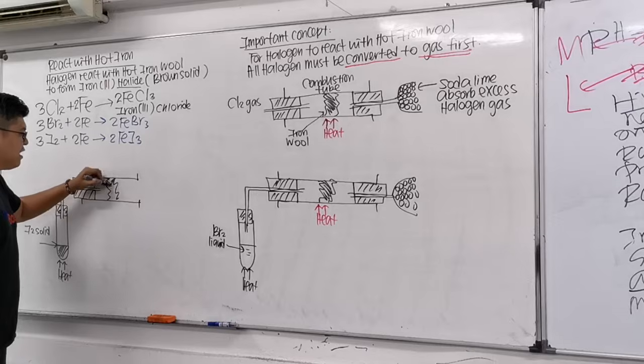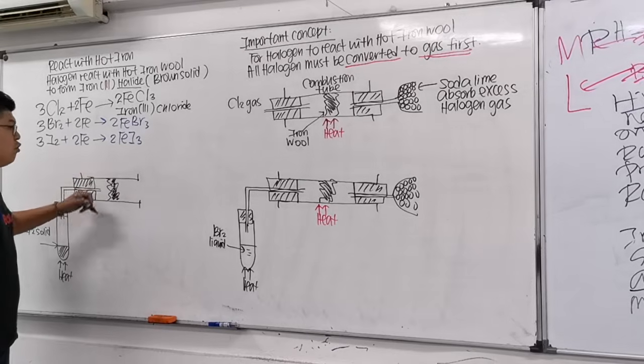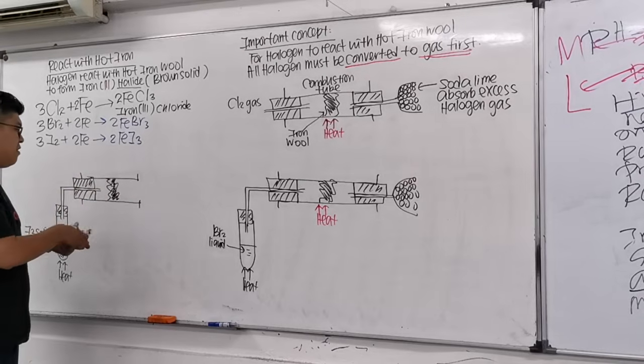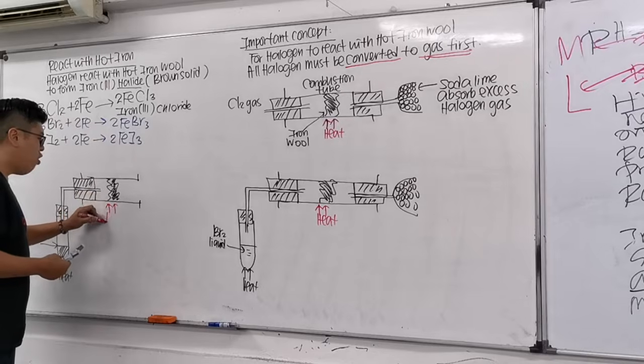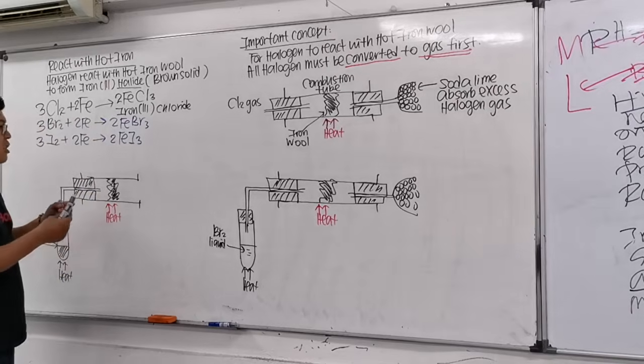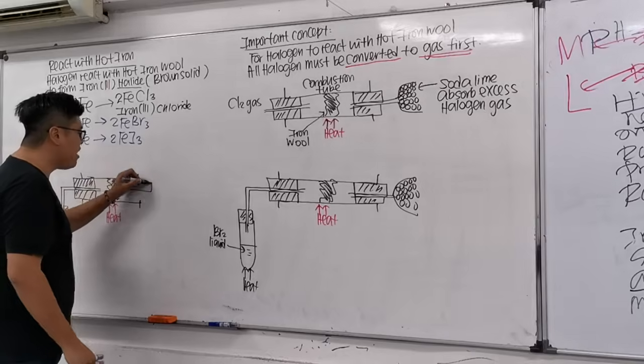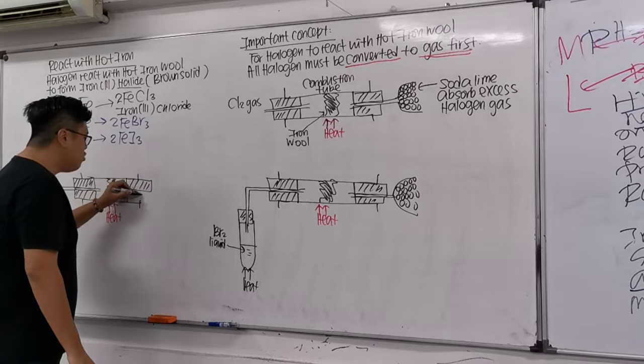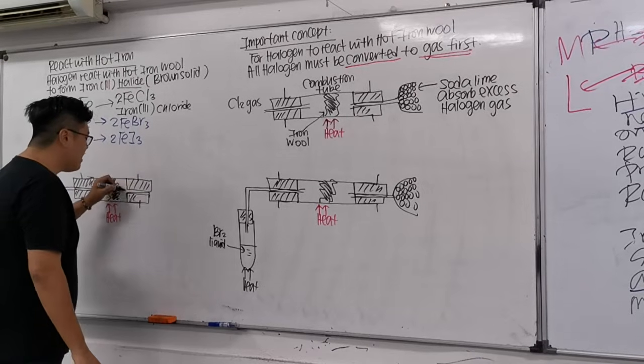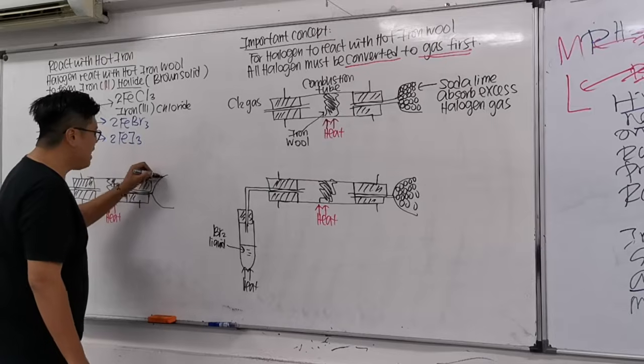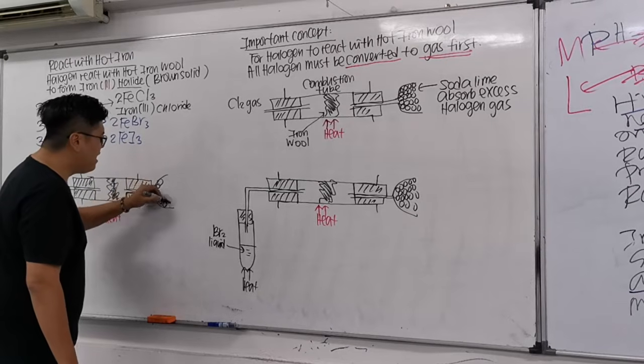So this is the glass wool. This is the iron wool and this is heat. At the end of the day, all the additional iodine gas is toxic. You shouldn't dump it to the surroundings. You should take something to absorb all the toxic gas. So the toxic gas will be absorbed by soda lime.